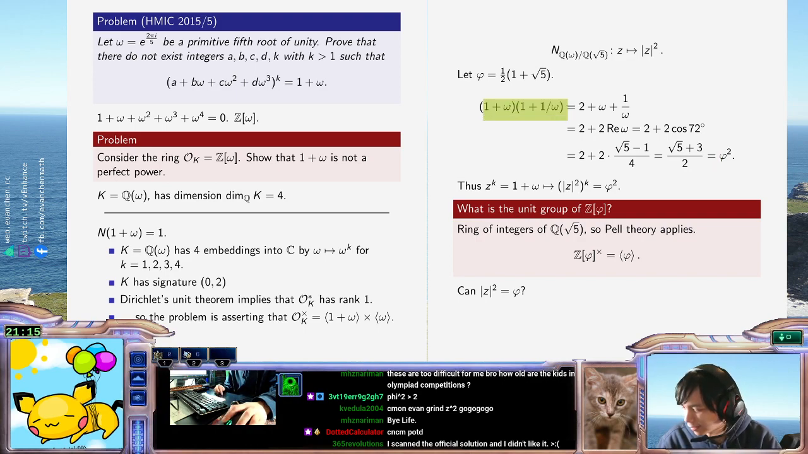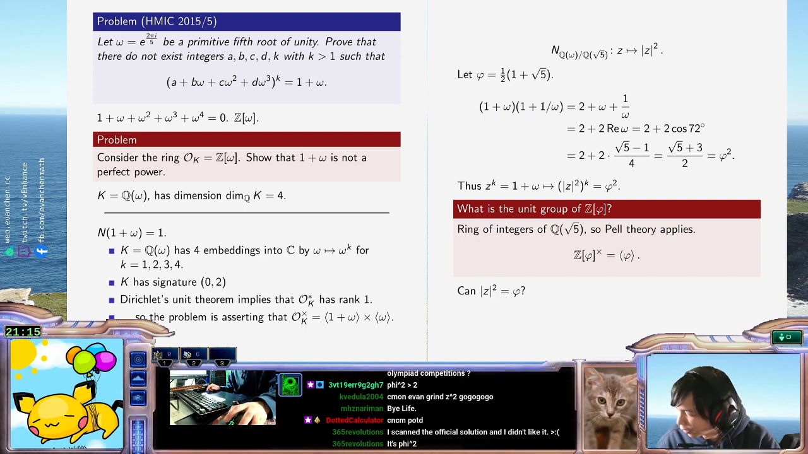It's not phi though, is it? 1 plus omega, yeah. No, hang on. Oh yeah, because it's squared. So 2 plus omega plus 1 over omega. 2 plus 2 cos 72.